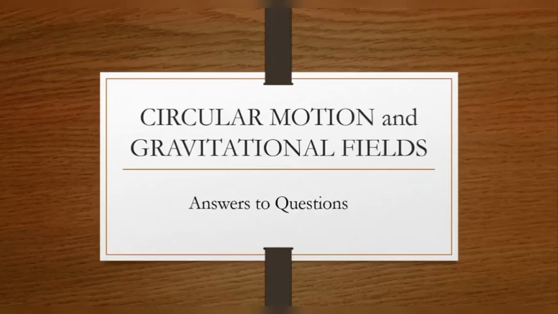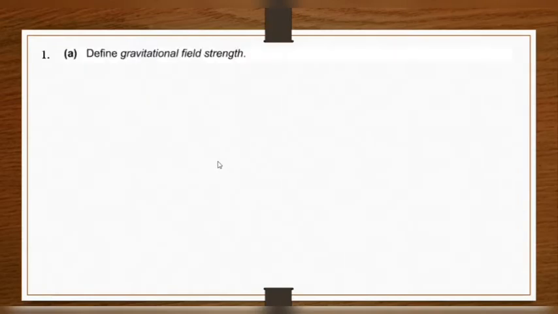Good morning. Today I will discuss the questions related to circular motion and gravitational fields, chapter 17 and 18. The first question is to define gravitational field strength. Gravitational field strength is the gravitational force per unit mass.